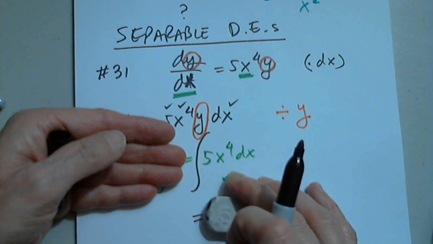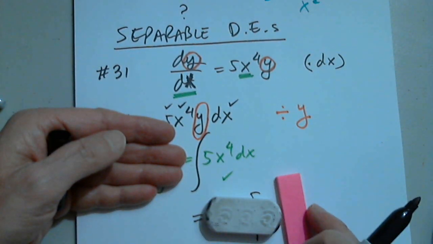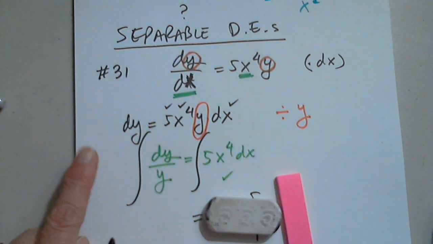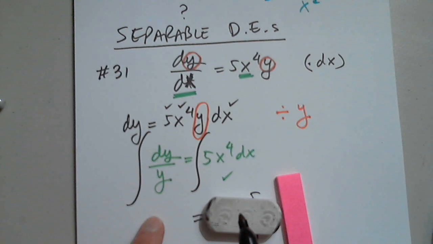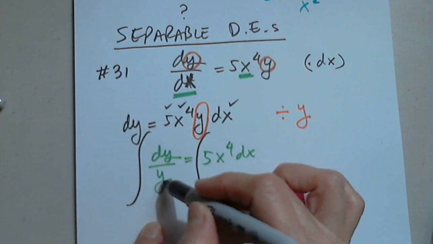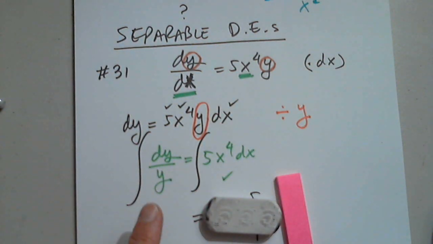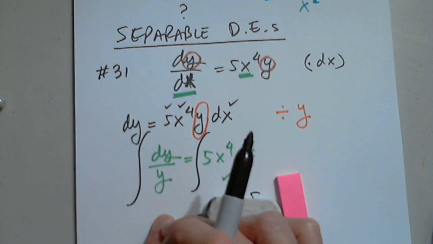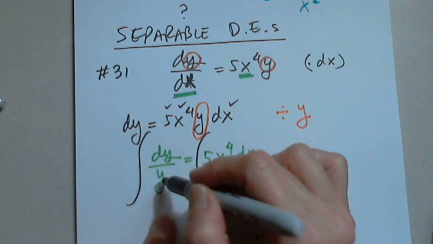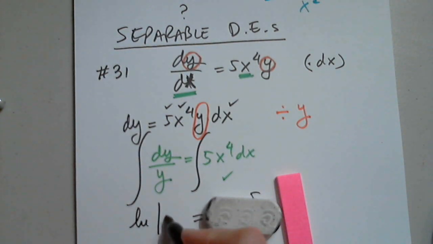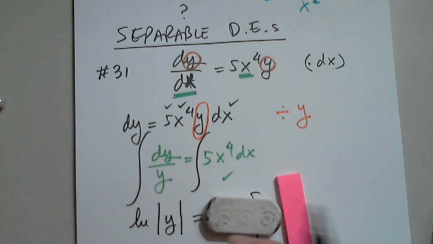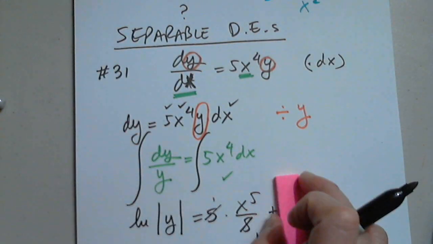Now, don't look on this side at all. Don't look. We're looking on this side. Which function prime is 1 over y? There is only one function that we differentiate to get 1 over y. Natural log. Yes, of the absolute value of y.